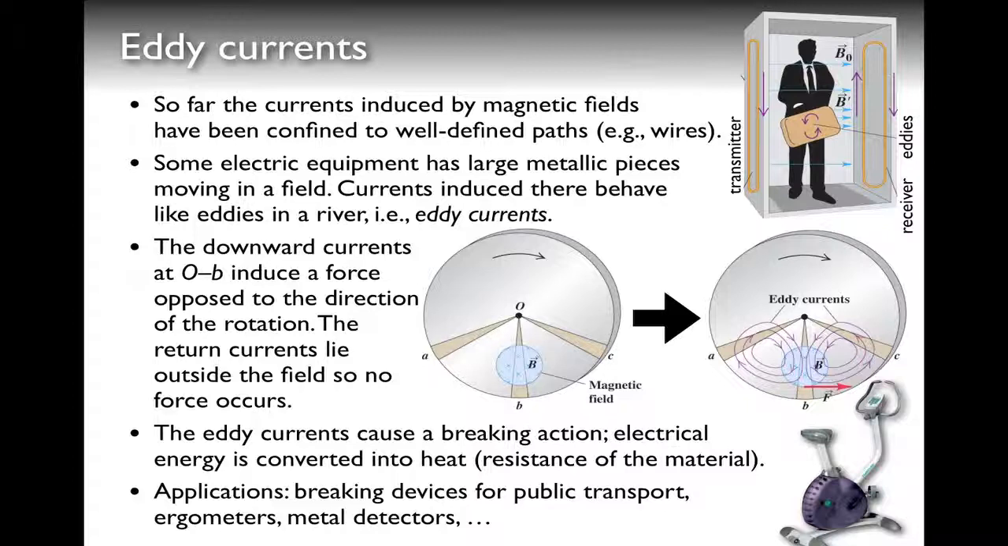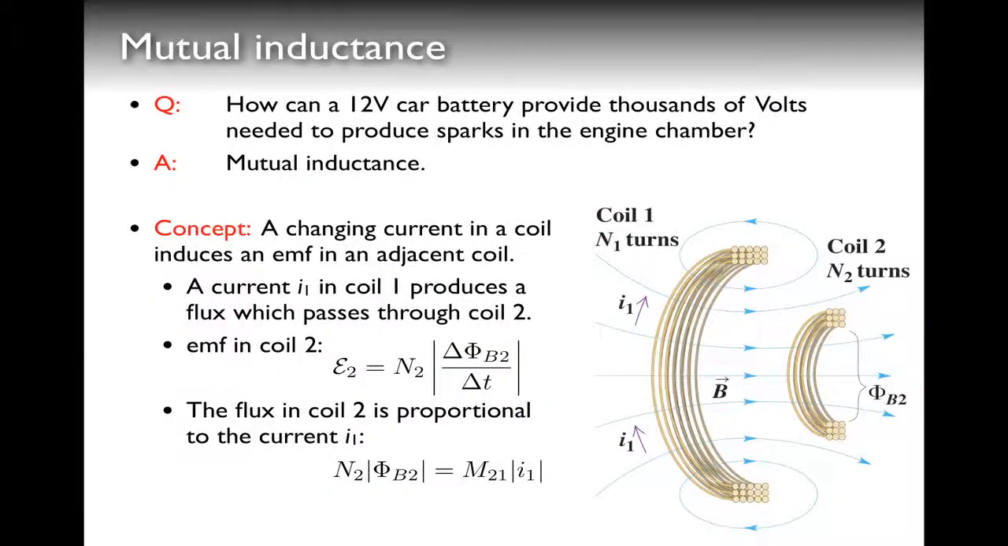I would like to now move on to the concept of mutual inductance. The question I want to ask you is, how can, for example, a 12-volt car battery provide thousands of volts needed to produce sparks in the engine chamber? And the answer for this is known as mutual inductance. The concept is very simple. You have a changing current in one coil that induces an EMF in some adjacent coil. You see the scenario depicted here on the right hand side.